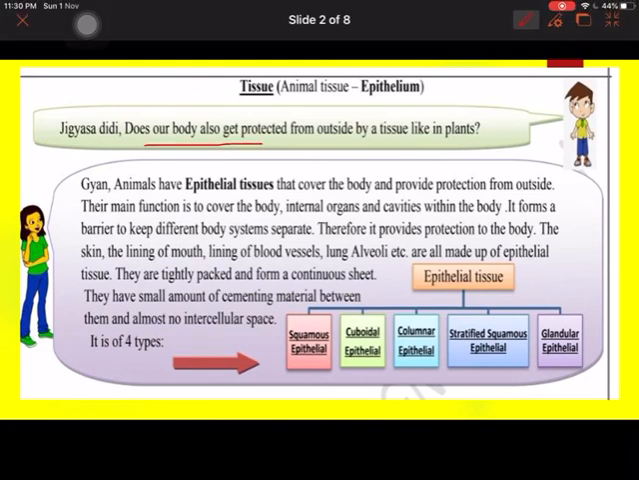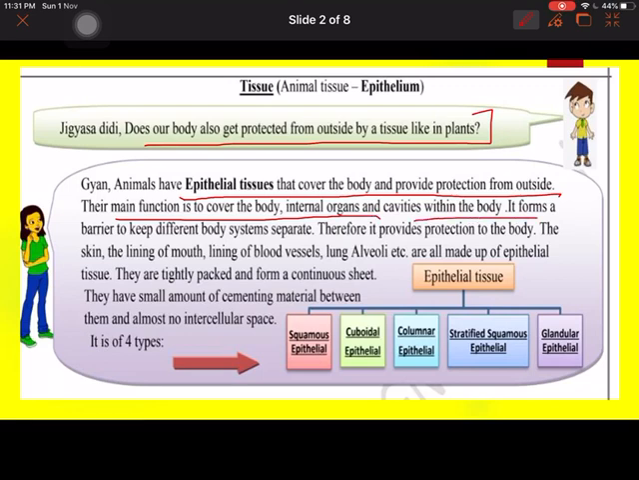Does our body get protected from outside by tissue like plants? Gyan is asking. Yes, there is a kind of epithelial tissue that covers the body and provides protection from outside. The main function of it is to cover the body, internal organs and cavities within the body. It forms a barrier to keep different body systems separate. So the epithelial tissue is the one which is covering the body and provides protection from outside. Therefore it provides protection to the body.